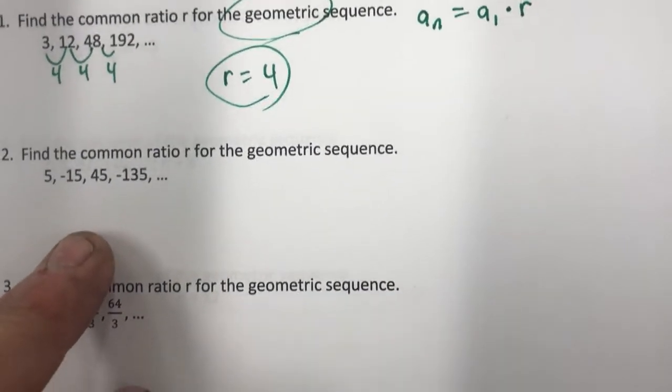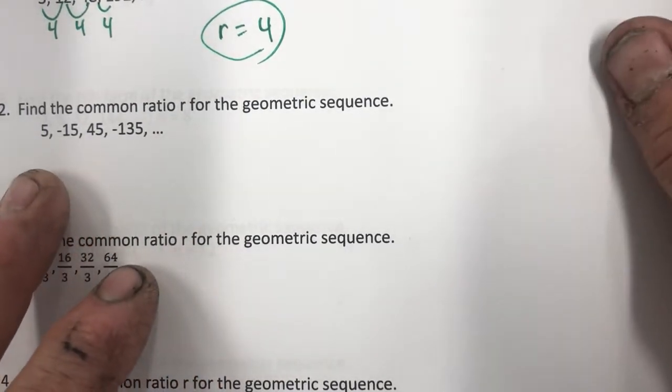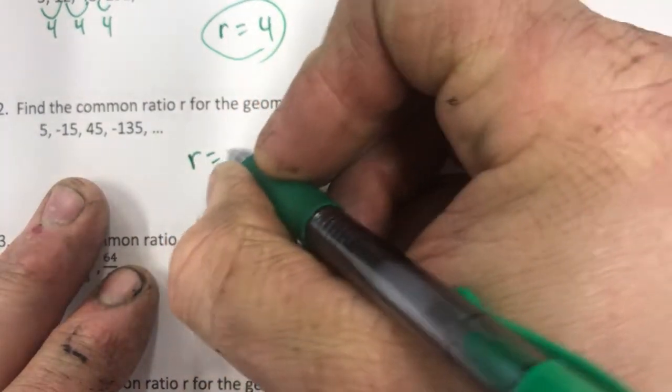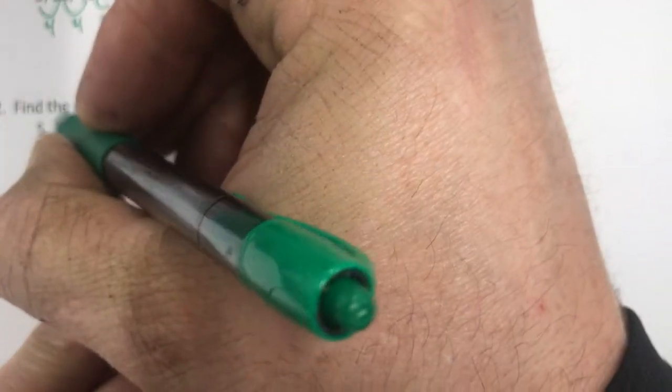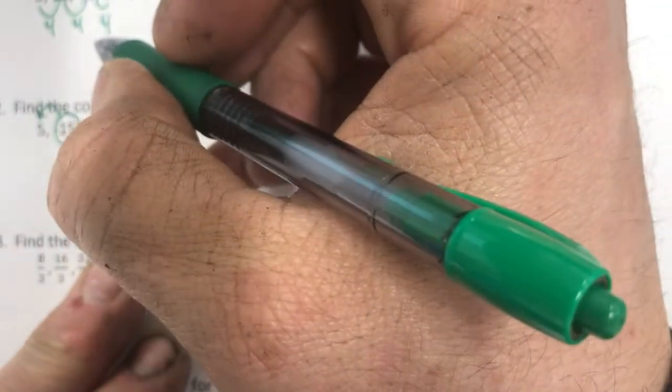So that's the same thing here. What's the common ratio here? All right, 5, negative 50. This is multiplying by negative 3. What you can tell is just take this number here, divide by that number there.